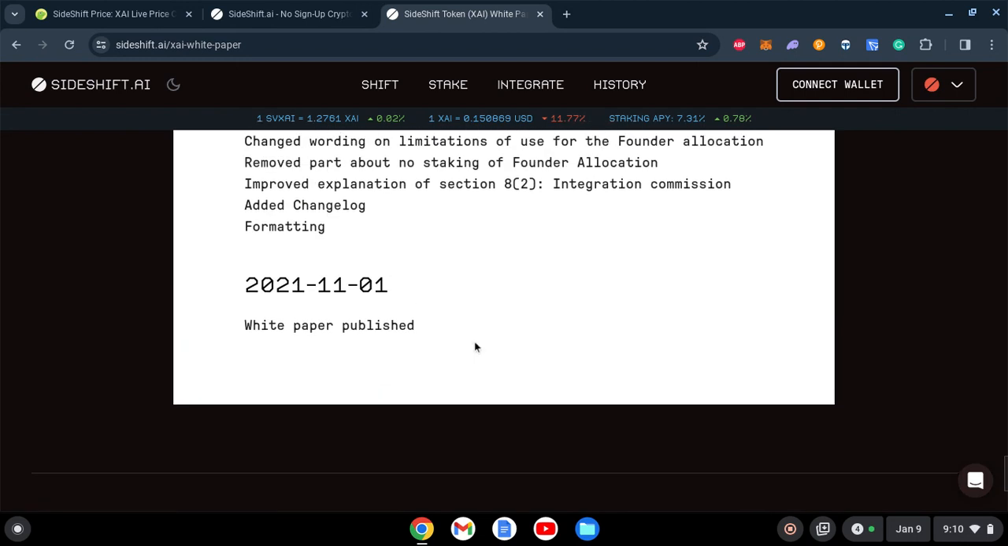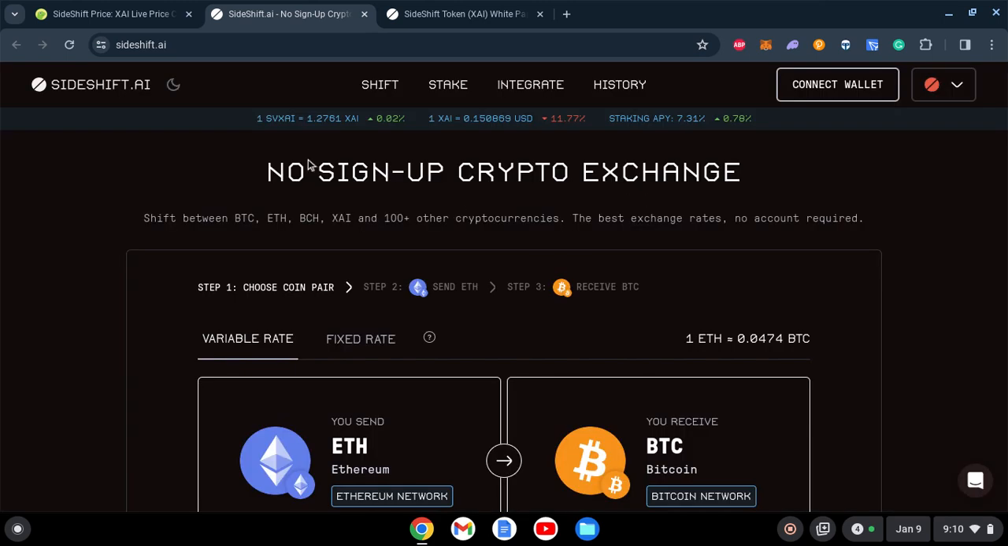So now the white paper portion is over, and that's what we had in the white paper. Apart from that, this is their website. I hope you loved the white paper analysis which I did for the Sideshift.ai SAI token.